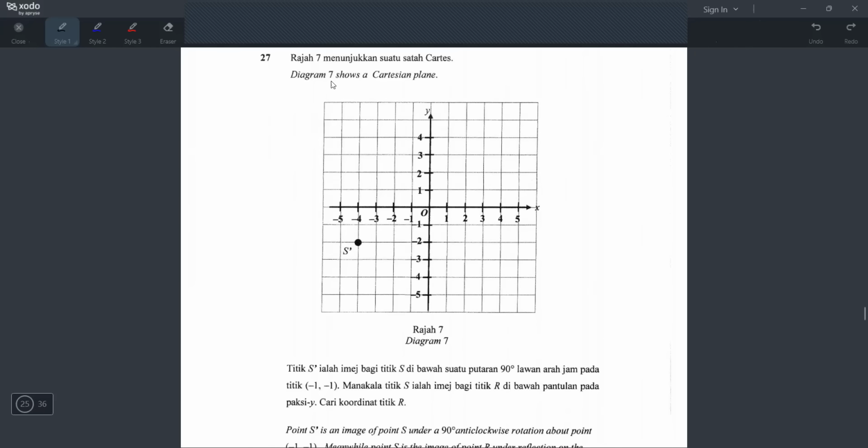Okay, 27. Diagram 7 shows a Cartesian plane. So we have the y-axis, we have the x-axis, and they put a point here. They call it S prime. Okay, let's write down the coordinate. Negative 4, negative 2. Okay, let's see what they want me to do with this point.